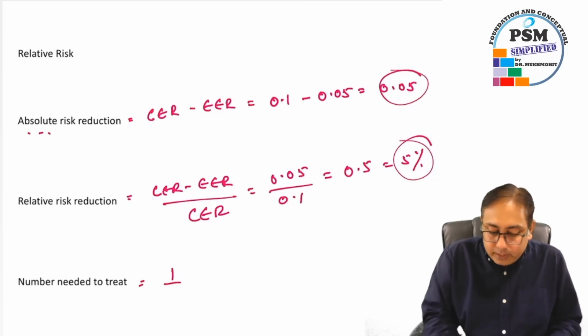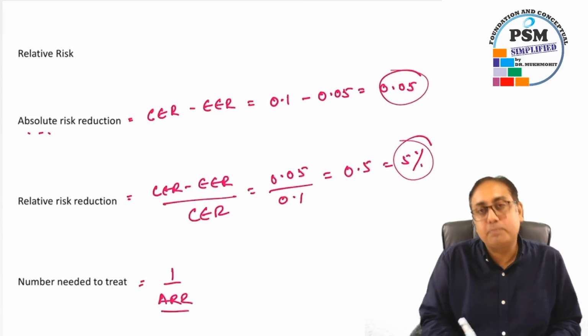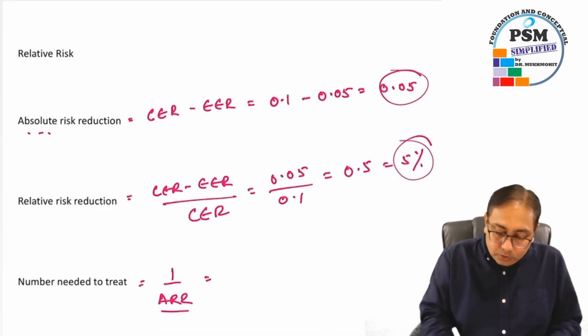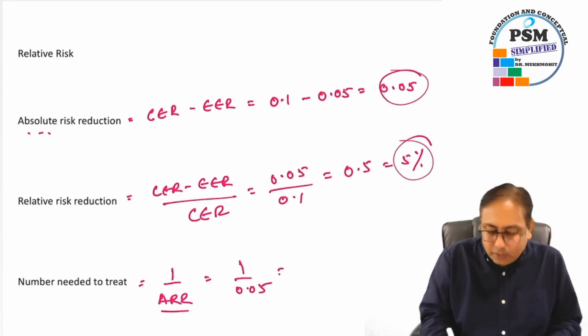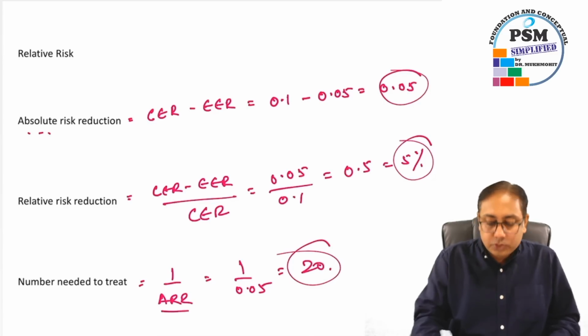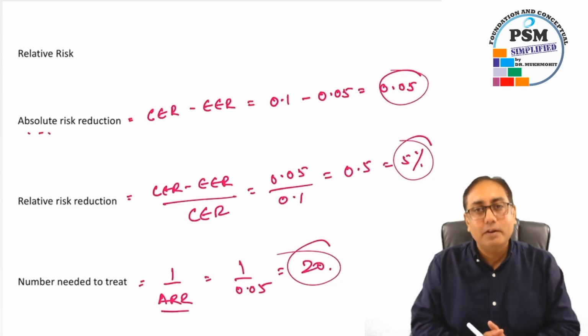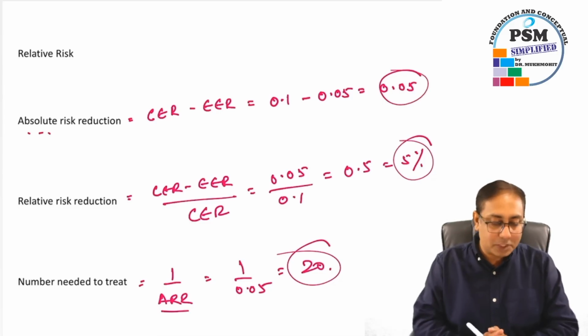The number needed to treat is given by 1 over absolute risk reduction, that is the ARR. So that is 1 over 0.05, which would come out to be 20. So you need to treat 20 patients in order to save 1 from fatal leukopenia as a complication.